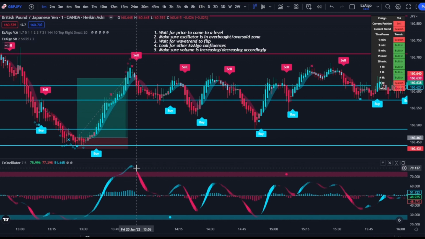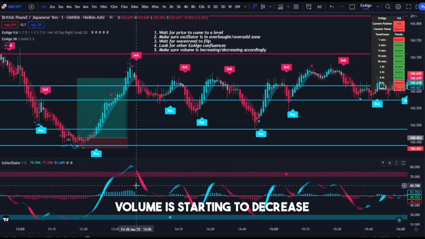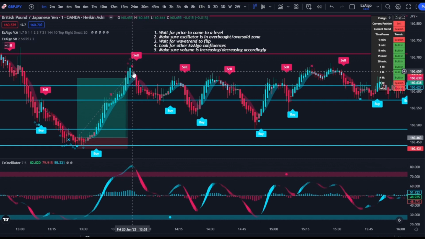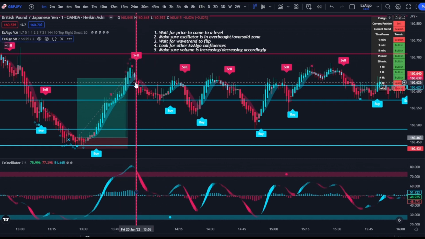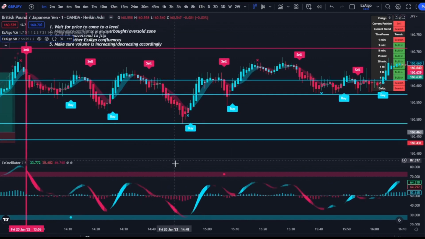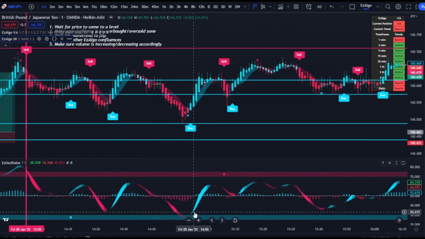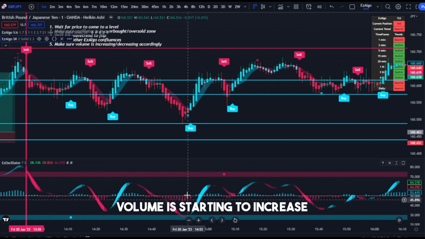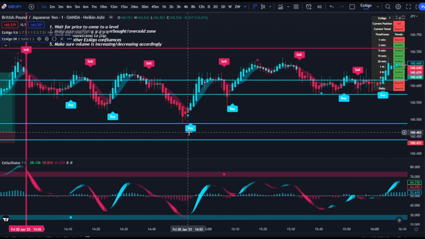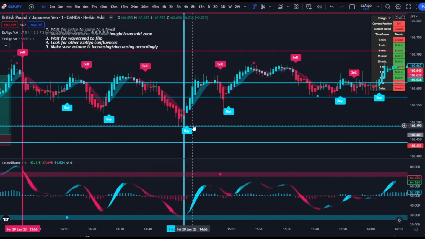We have this wave trend flip from blue to red when we're in that overbought zone. Volume is starting to decrease, and we have that mild sell signal on EzOscillator as well as those reversal signals. You can enter a short position right there. Again, we can see that the wave trend is flipping from red to blue. Volume is starting to increase, and we have that mild EzOscillator buy signal. That is where we would enter a long position.